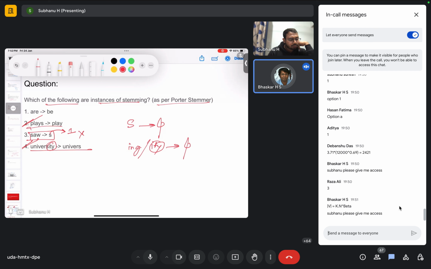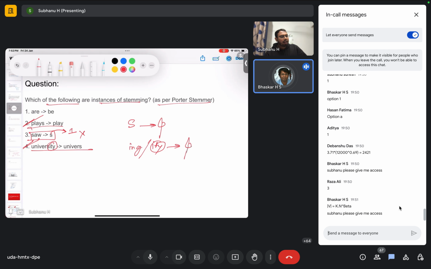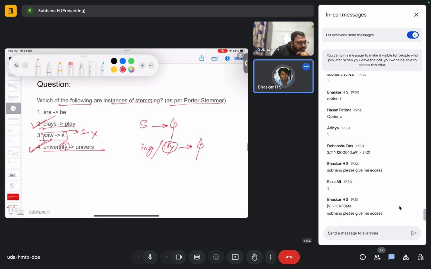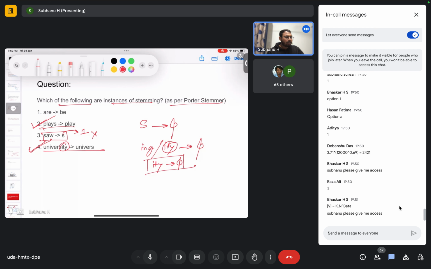ITY also leads to I. So if no chopping has to be done, then I would have got UNIVERSI in option 4. ITY will go to 5, I think. Is it? I think so. I think it will go to 5.